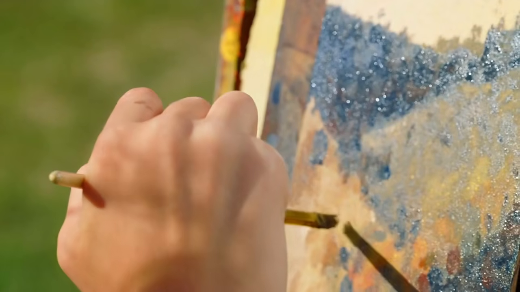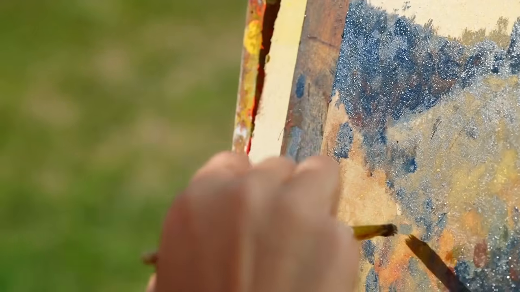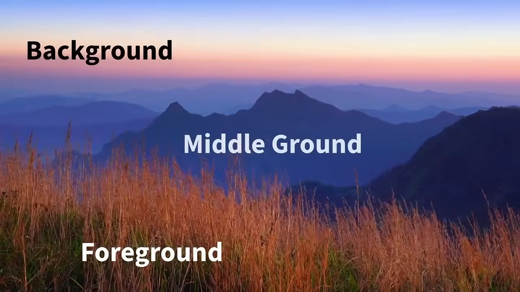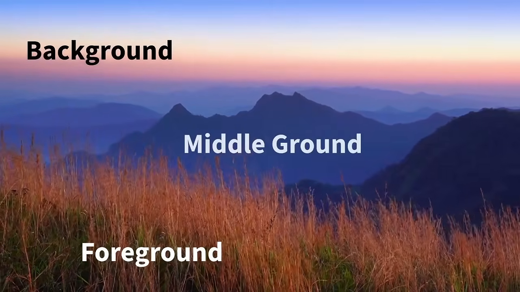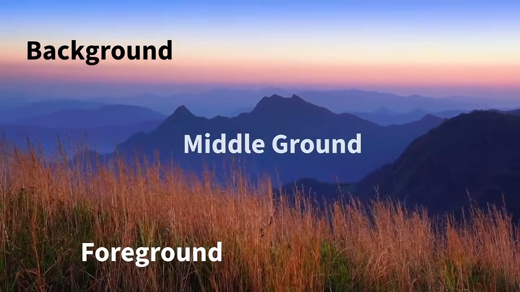And this is where the painting often starts to feel much more dimensional. The difference between background, middle ground, and foreground is one of the simplest ways we can create believable depth.